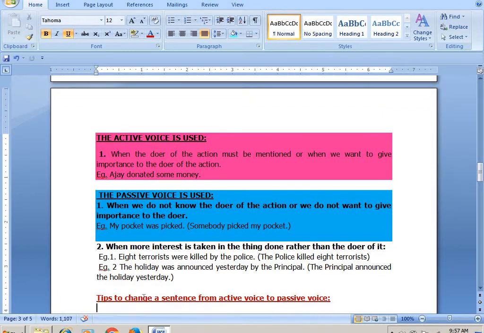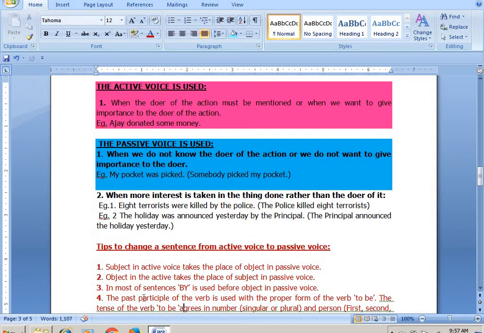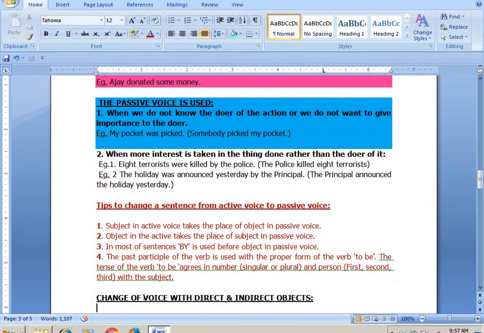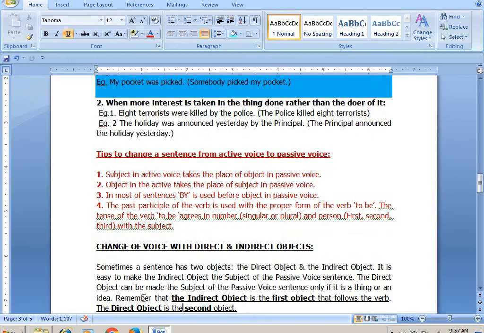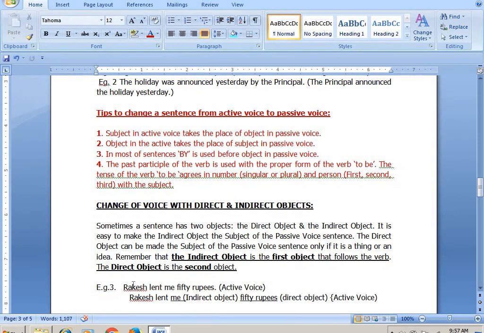Students, have a look at the verb. In which tense it is, is more important. Accordingly, you will be turning the sentence. Now, tips to change a sentence from active voice to passive voice. The tips have been given to you to change a sentence from active voice to passive voice.